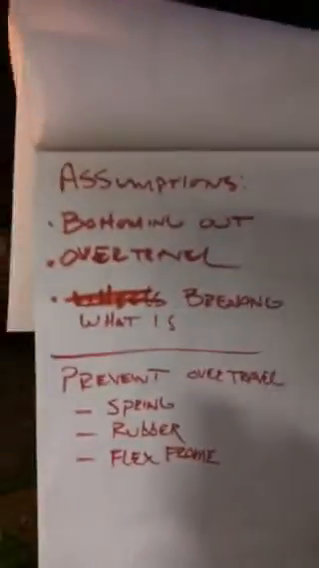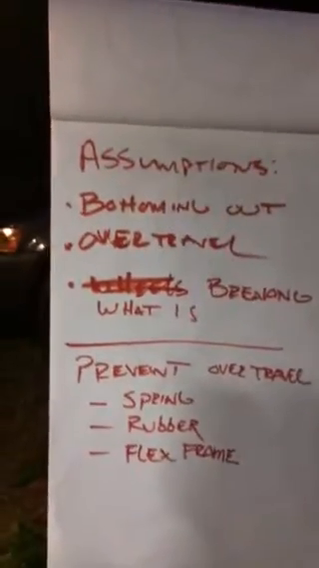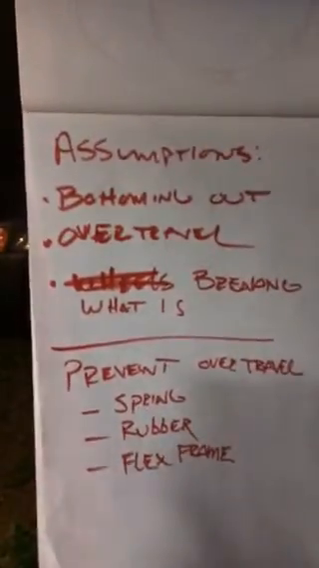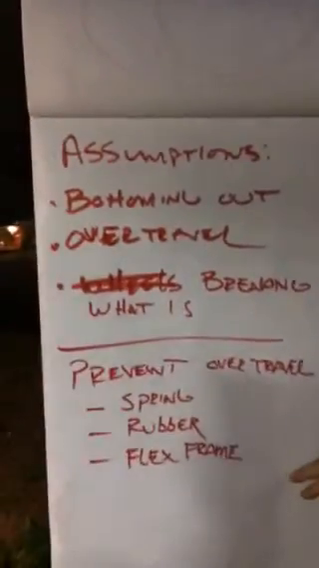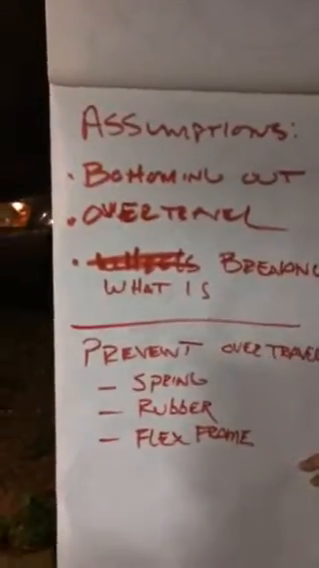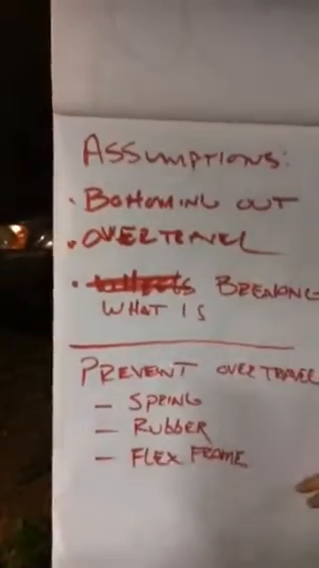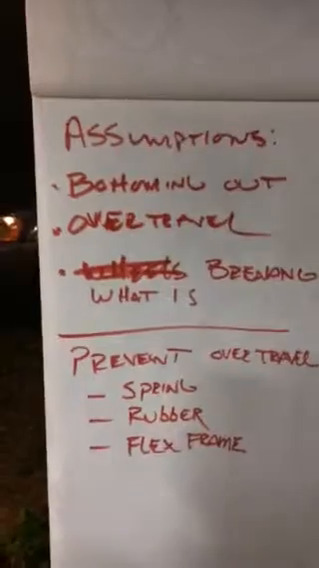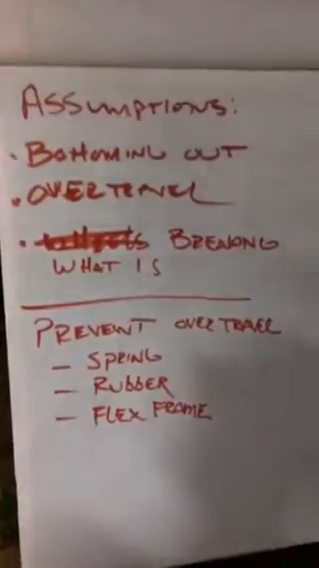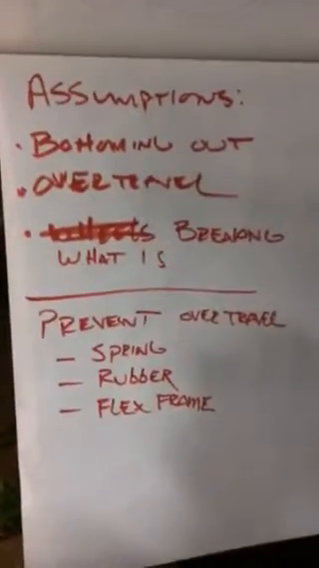Next, so then we were in the beginning, I guess this is cart before the horse, our assumptions were that it was bottoming out. There was a lot of over travel. The wheel was breaking. We believe it was breaking. Maybe it was not the wheel, but some other part of the suspension, an axle or something. So the goal was to prevent all of that stuff from happening.